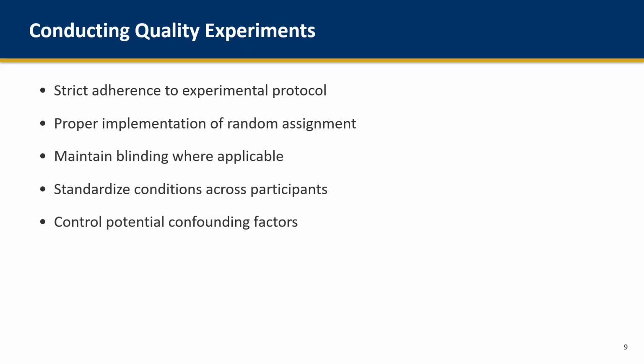Maintain blinding where applicable. If participants shouldn't know their condition assignment, ensure nothing reveals it. If experimenters shouldn't know, implement procedures that prevent them from learning. Broken blinding introduces bias that undermines your study's validity. Take blinding seriously.